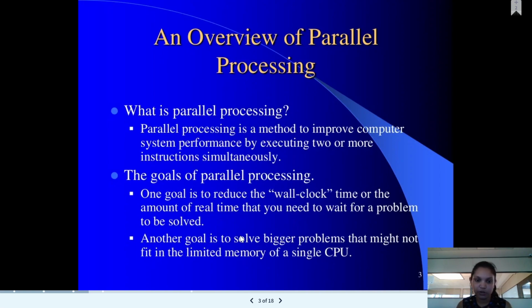The goals of parallel processing. One goal is to reduce the time. So basically what is important in this world is that we all don't have time. So this is reducing time. Another goal is to solve bigger problems that might not fit in the limited memory of a single CPU.